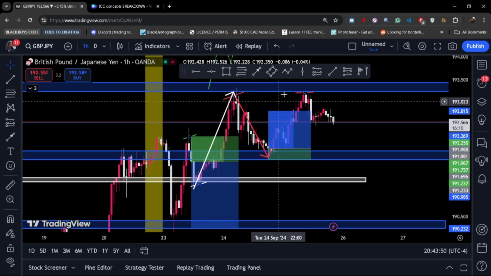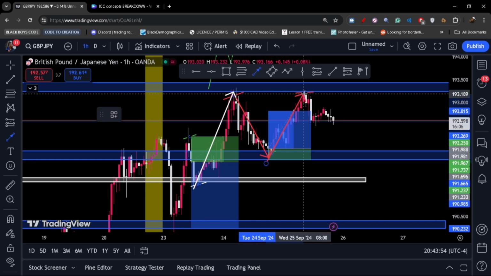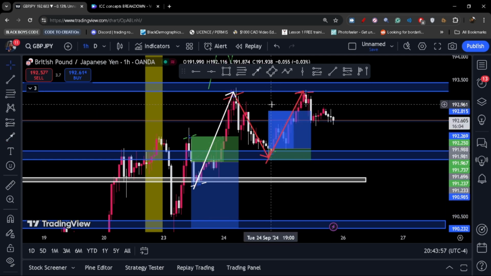Literally, guys, this shooting star is so good. I love this shooting star, guys. Like, I can't lie. And as you can see, price shot up to this area here.